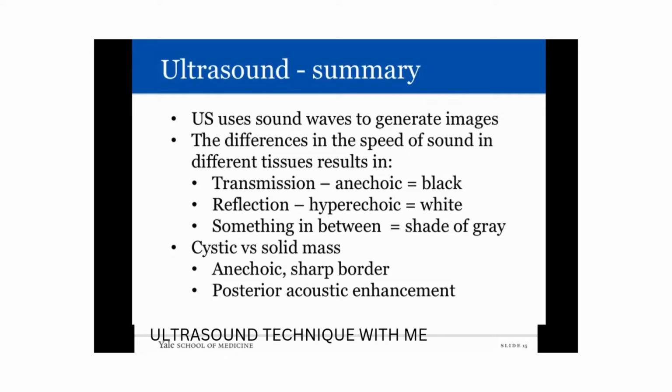The sound waves can go through the tissue completely, in which case that tissue appears anechoic or black. It can be completely reflected at that tissue interface, in which case that tissue looks hyperechoic or white. And often you'll see something in between, so you see different shades of gray. We've also covered what a cystic mass and a solid mass look like on ultrasound. Cystic masses will have sound waves that go right through them, so they'll appear anechoic. Their borders will be very sharp, and behind that cystic mass, the soft tissues will appear relatively brighter.